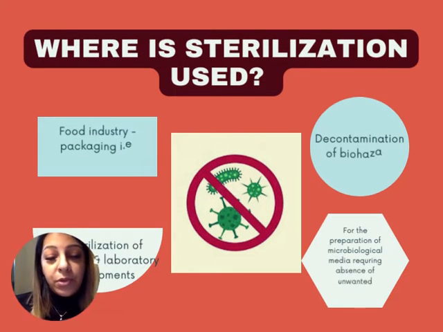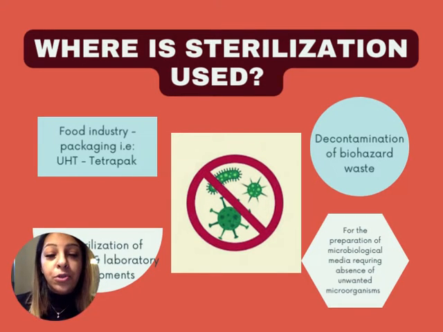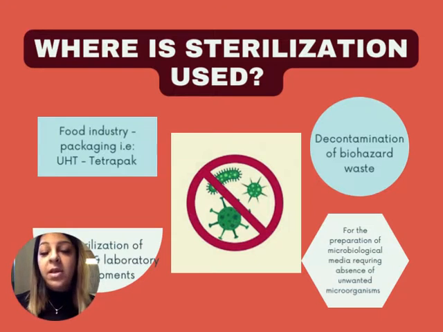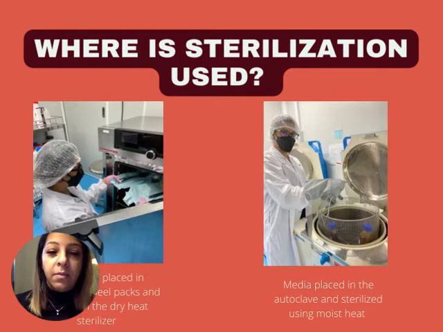Now, let's go to sterilization. Where is sterilization used? Sterilization is used in the food industry, in packaging such as UHT Tetra Pak, in decontamination of biohazard waste, for the preparation of microbiological media requiring absence of unwanted organisms, and for sterilization of medical laboratory equipment. This showcases where sterilization is used in a laboratory setting.